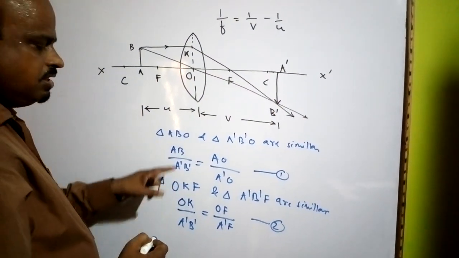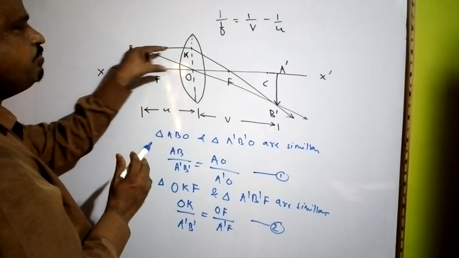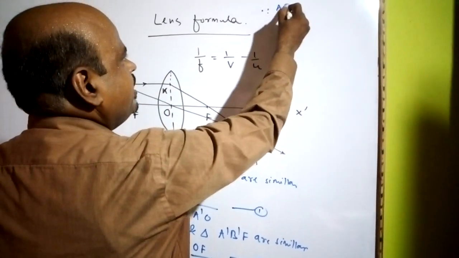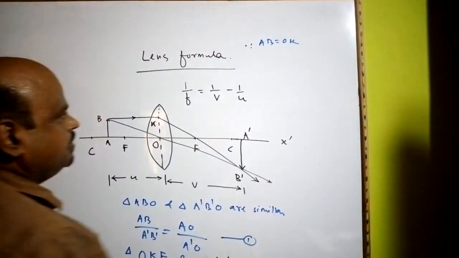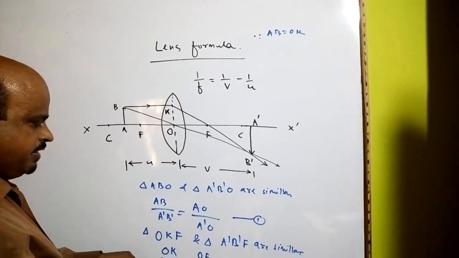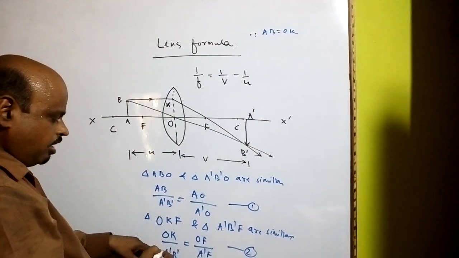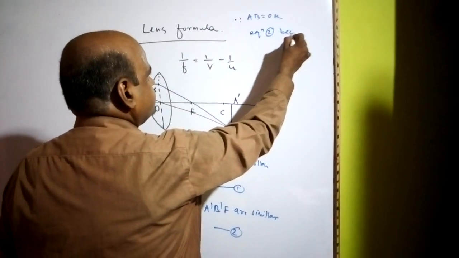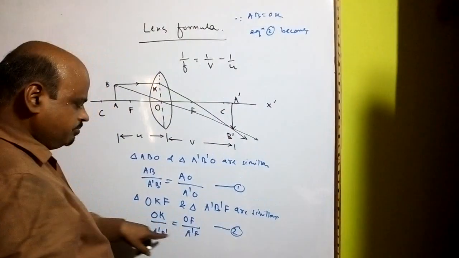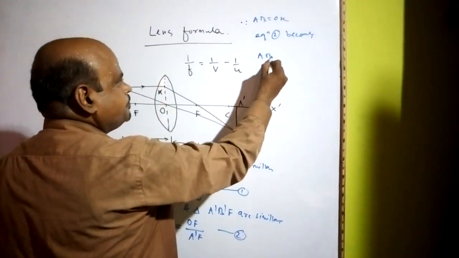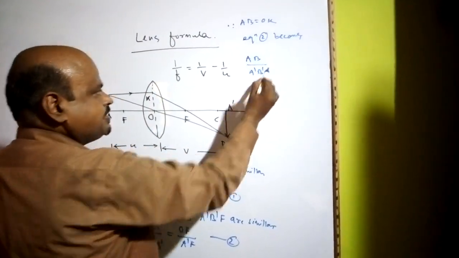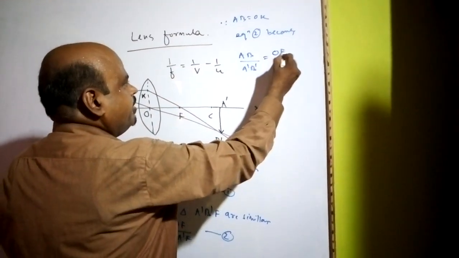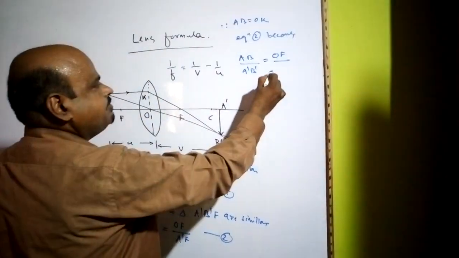Compare the two equations. AB is parallel to OK, and AB is equal to OK. Since AB is equal to OK, equation 2 becomes AB by A'B' equal to OF by A'F.